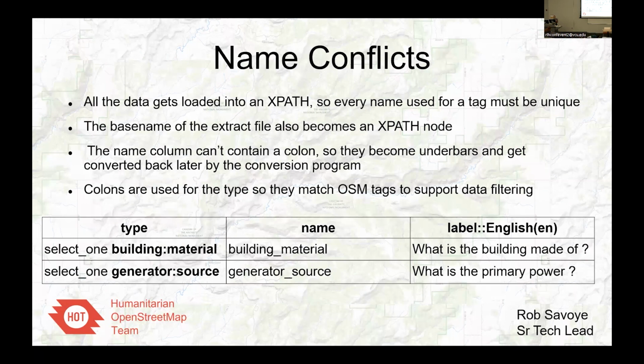In the name field, you can't use colons. So I convert everything to underbars. For, in this case, select one type, I'm using building material because building material matches exactly what's in the OSM data extract. And you'll see why in just a minute. And so basically, this works out reasonably well. So, building material is going to reference into the choices sheet. The name, theoretically the OSM tag name, is going to be building material with an underbar, which I convert back later. And there's a reason for this.